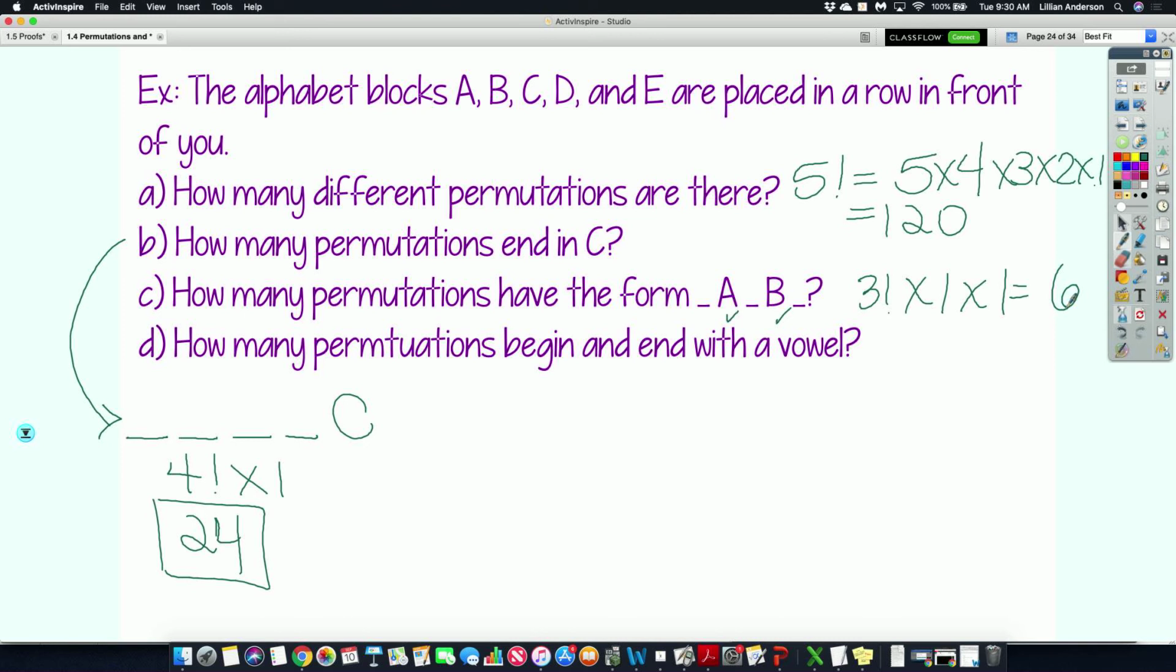And what about D? I want you guys to brainstorm D before we actually talk about D. Everybody knows what a vowel is, correct?